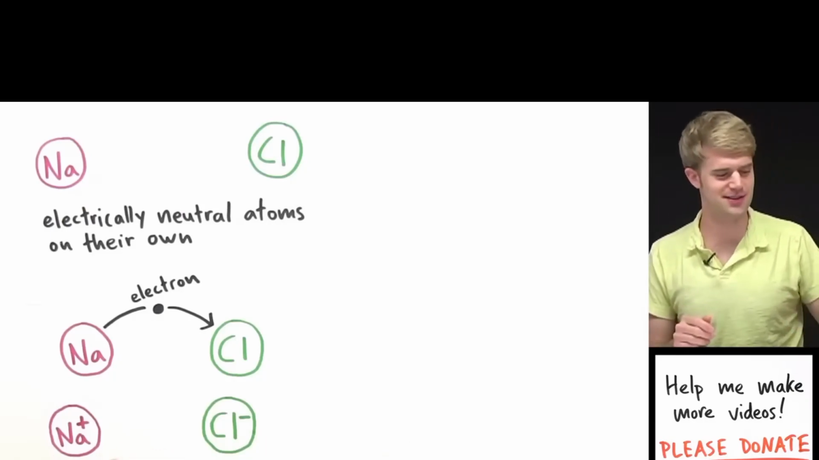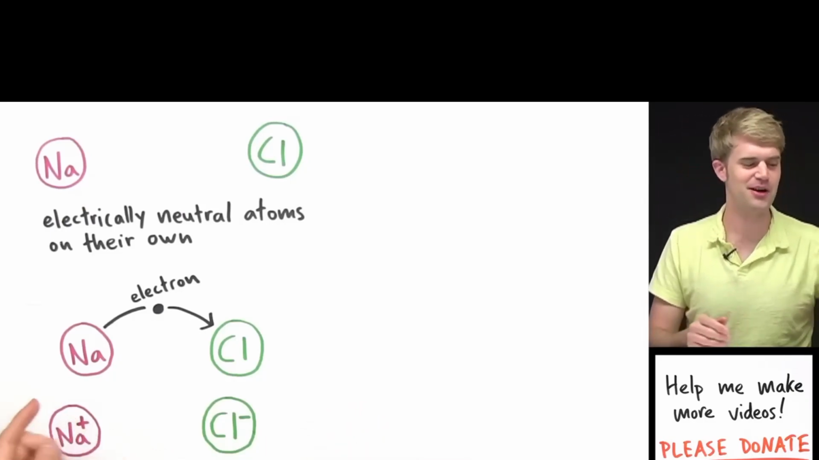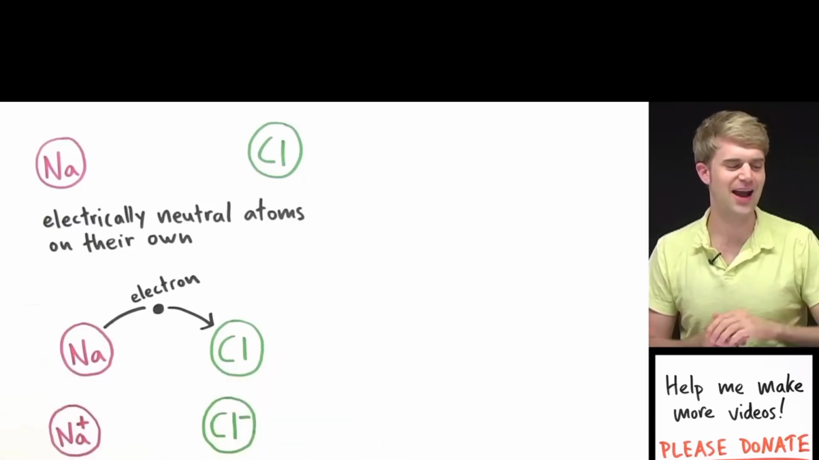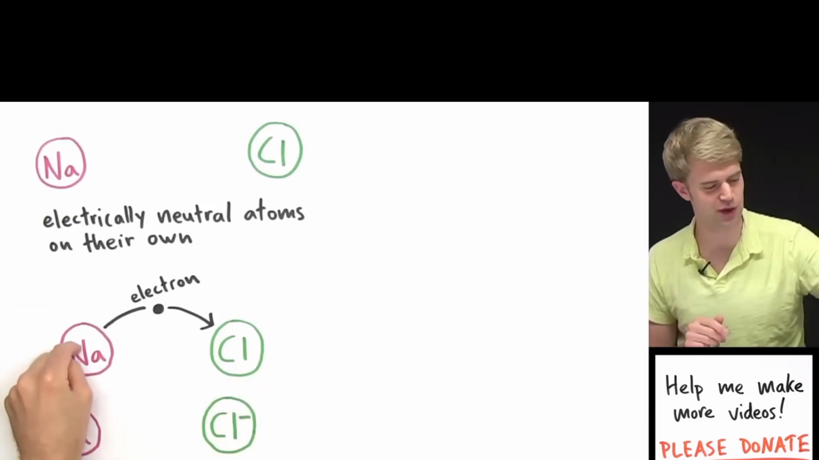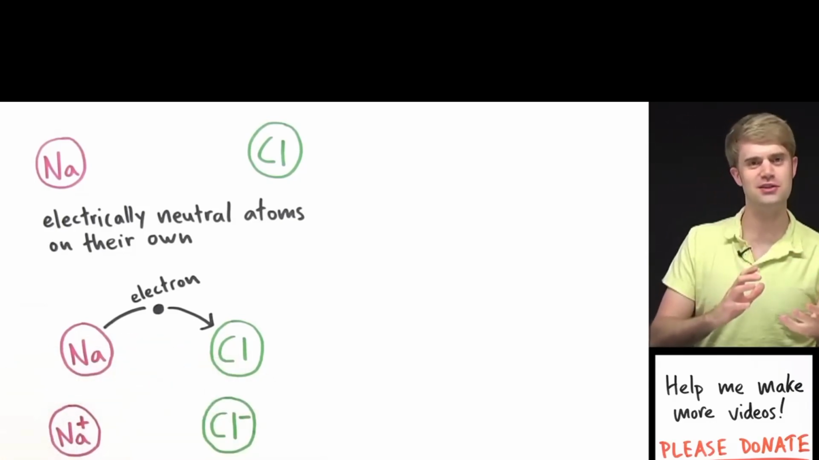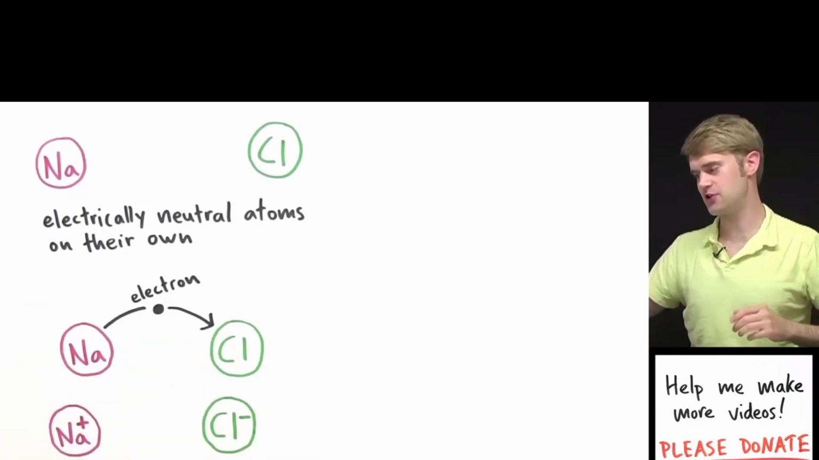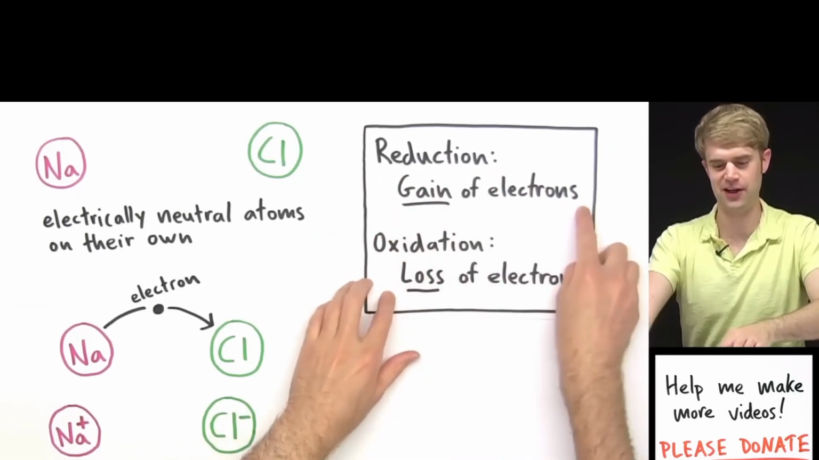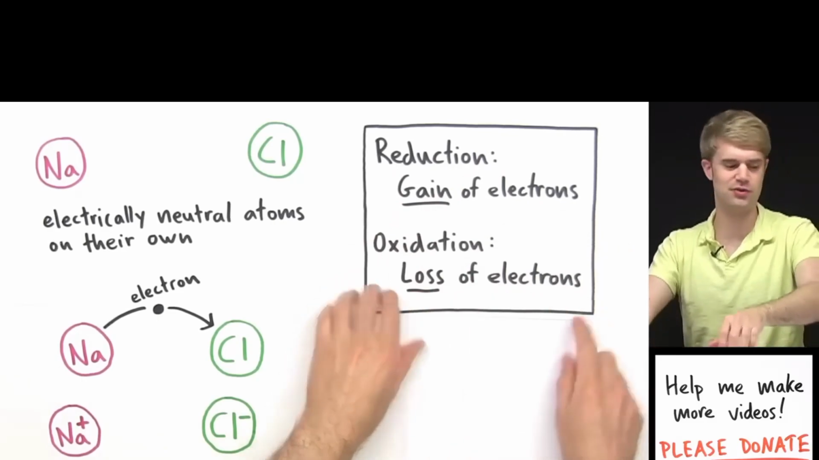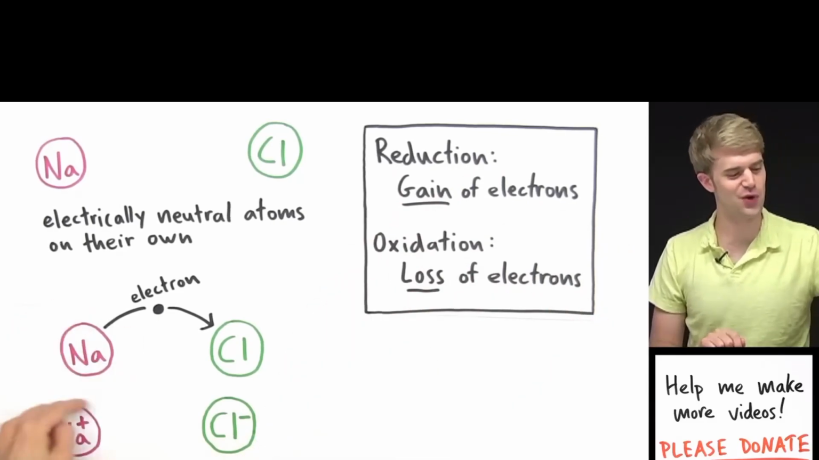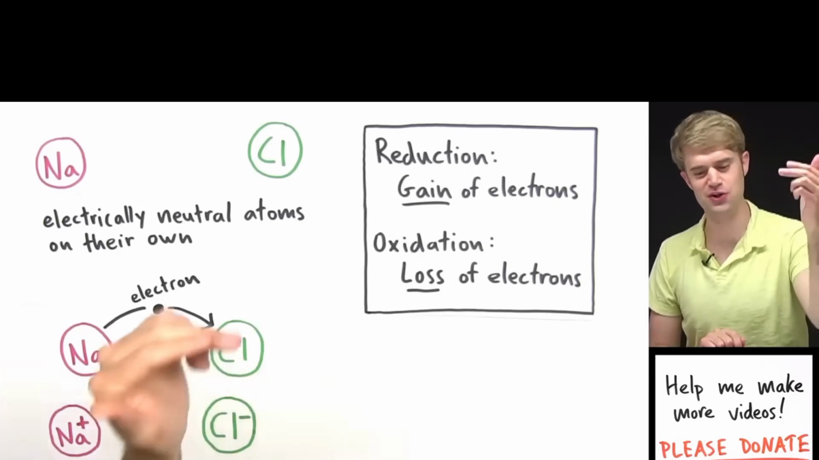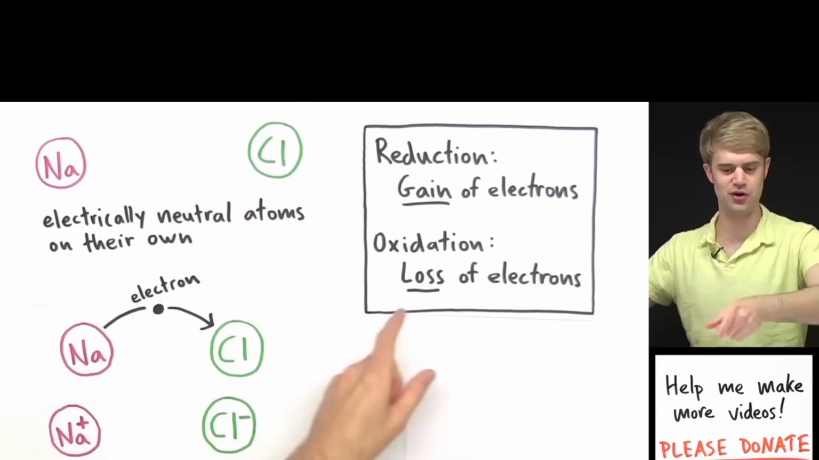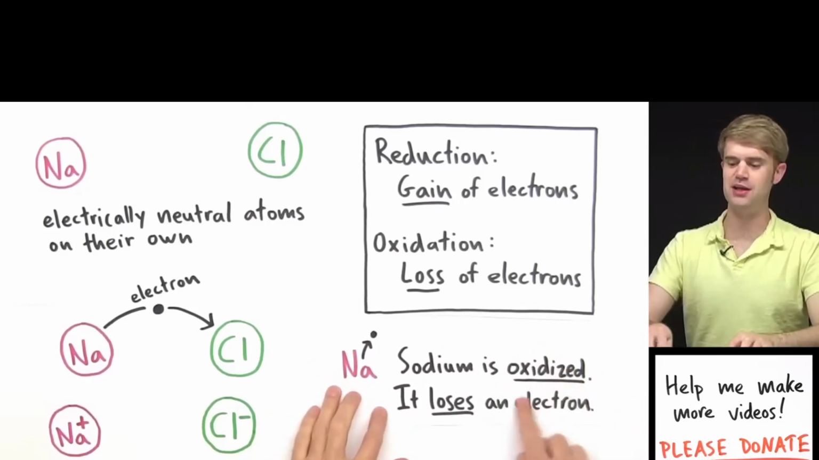So, obviously, this is an oxidation-reduction reaction because there is a transfer of an electron between these two atoms. I now want to describe what's happening to sodium and chlorine using these terms reduction and oxidation. So, just to refresh your memory, reduction here is a gain of electrons, and oxidation is a loss of electrons. So, for sodium, what's happening? Is it being reduced or is it being oxidized? Well, sodium is giving up one of its electrons, it's losing an electron, so it's being oxidized.